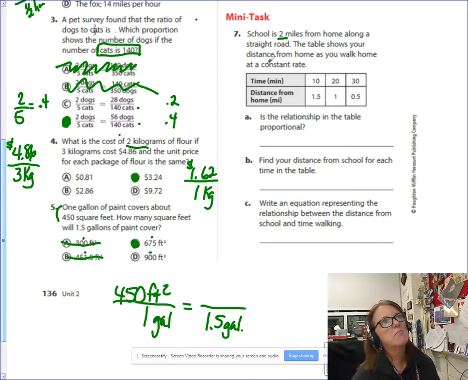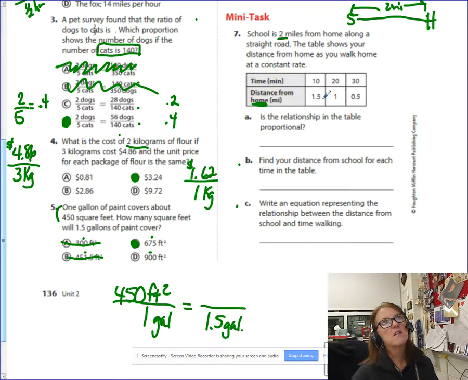2 miles. That becomes important down here for B and C, okay? This table, or on a straight road, whatever. The table shows your distance from home as you walk home from school at a constant rate. When I leave school, and I'm walking towards home, it's a total of 2 miles, okay? They're doing some checkpoints along the way, and they're asking, how far are you from home? The total is 2 miles.